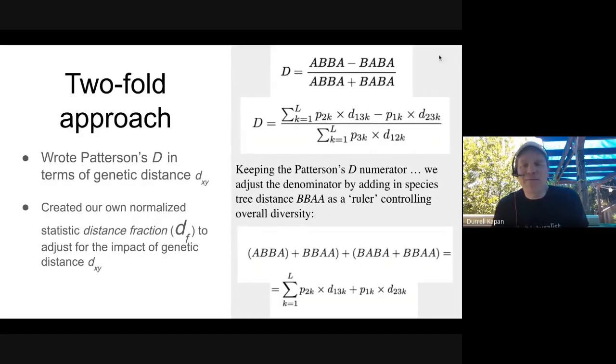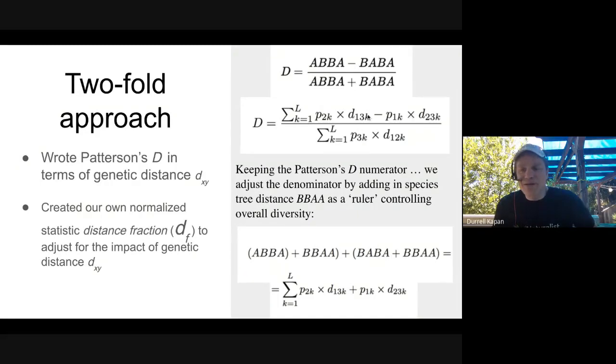So the very top is Patterson's D on the right. It's that ratio of ABBA to BABA, ABBA minus BABA divided by the total. And through some magic that is called math, we were able to actually rewrite this in terms of DXYs, and this is the basic output. So you're just gonna have to trust me for a minute. It's all in the paper.